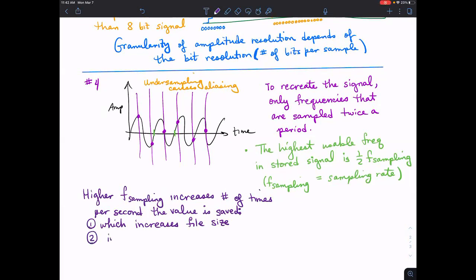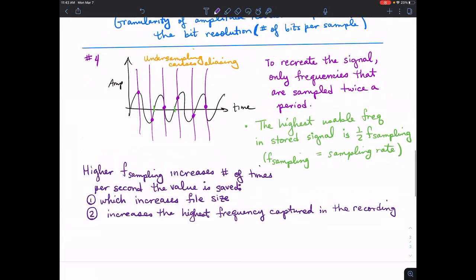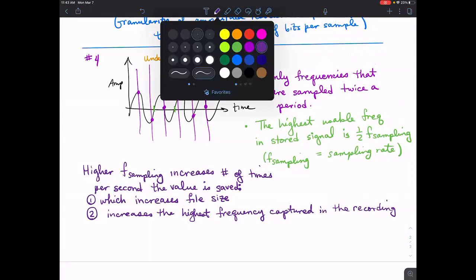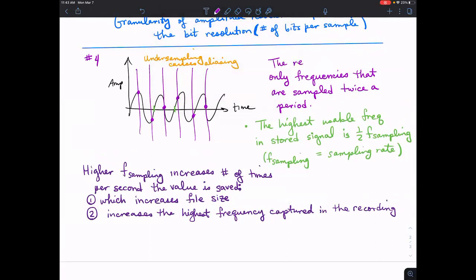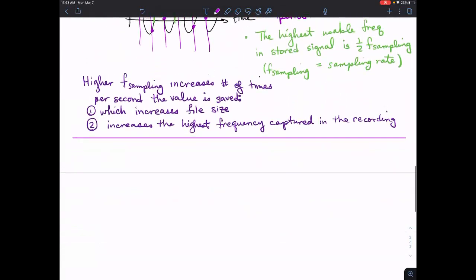And the other one is that it increases the highest frequency captured in the recording, the recording captures this digitizing process. Okay, so that was number 4.